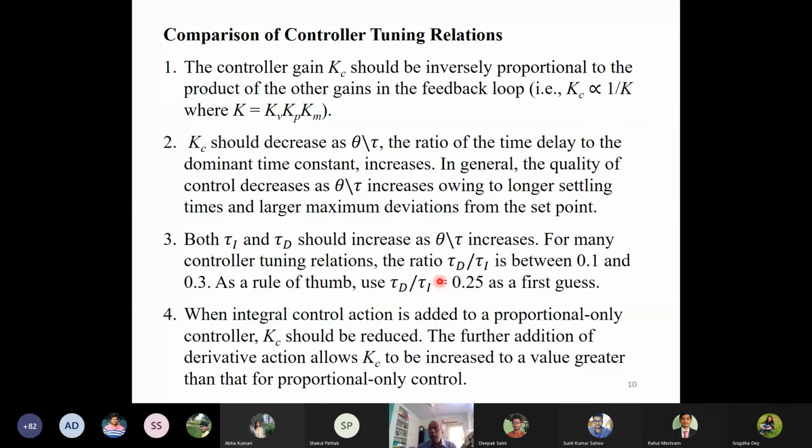The fourth point is when integral control action is added to a proportional only controller, Kc should be reduced. The further addition of derivative action allows Kc to be increased to a value greater than that for the proportional only controller. This you can easily see for the Ziegler-Nichols tuning technique. You will find the Kc value is minimum when you are using only the PI controller tuning relations, and the Kc value is maximum in case of a PID controller.